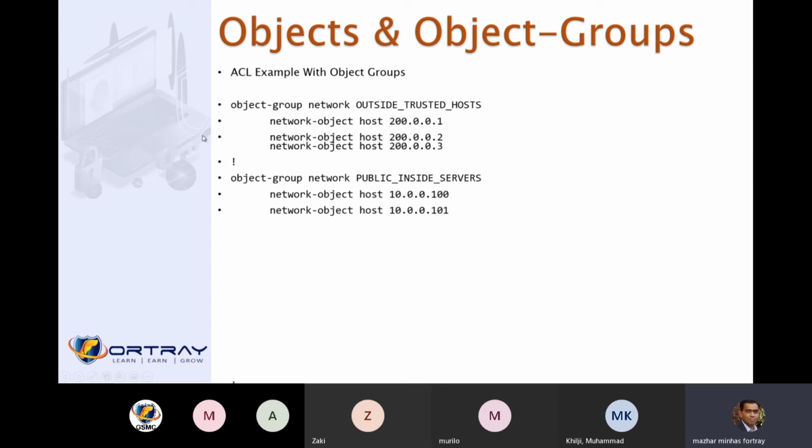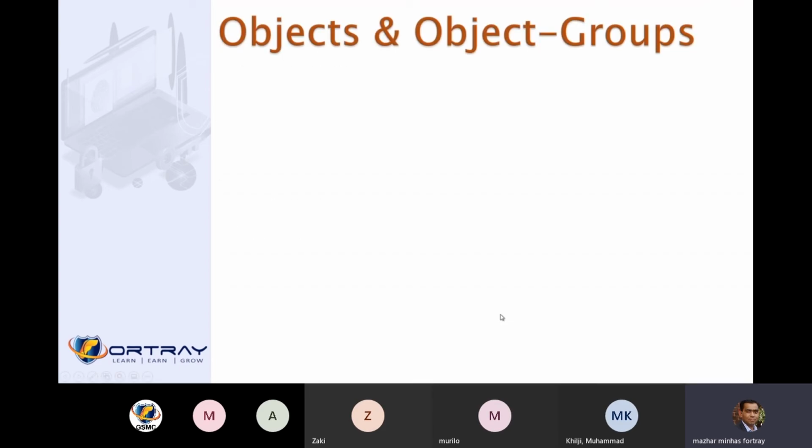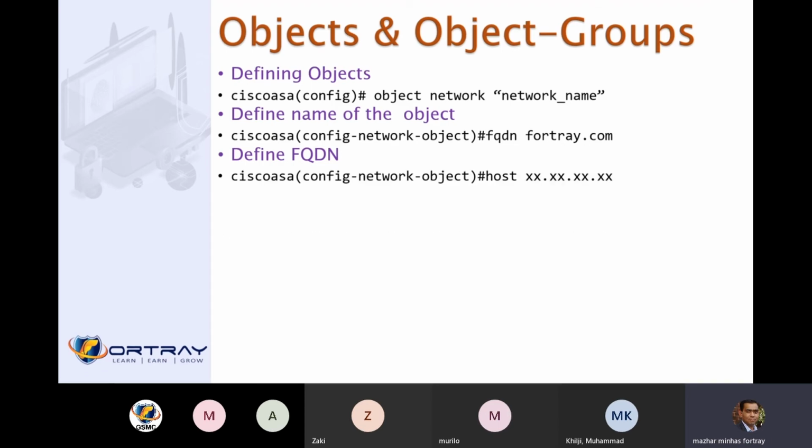So here we can see we can create the object groups and we can apply the objects inside there. So this is the services object. Within the services, we can apply more and more services. Then we can use the access list and use the object groups inside. Okay, so this is simple. If you want to create an object, you can create an object within the command line as well.